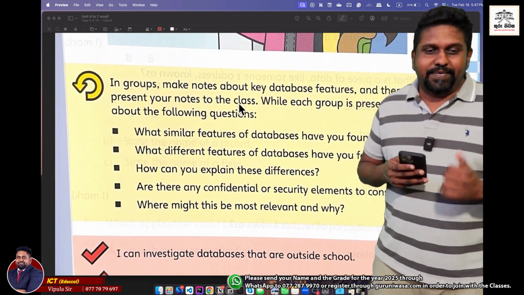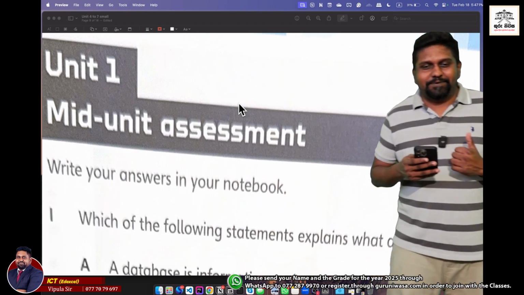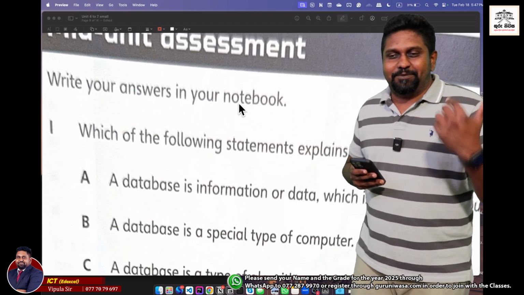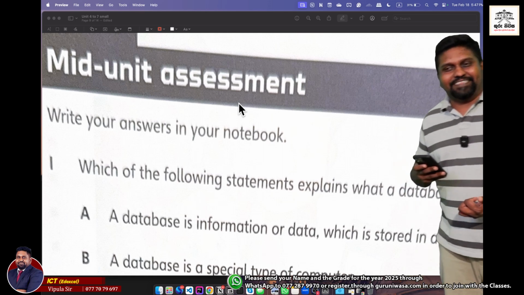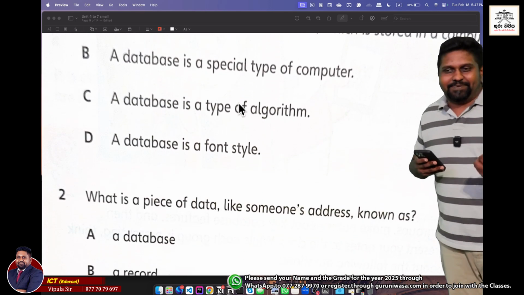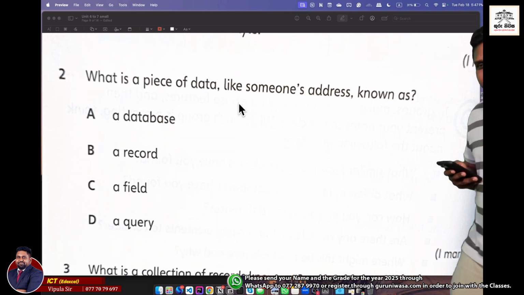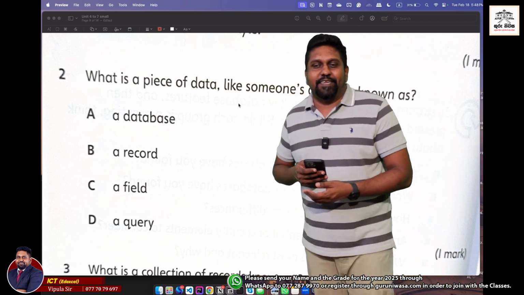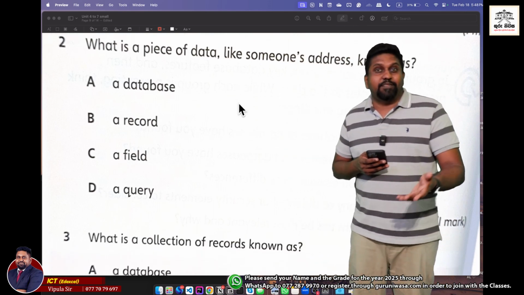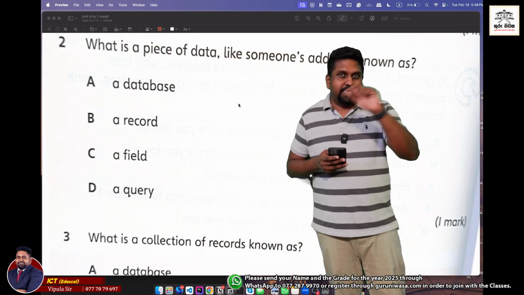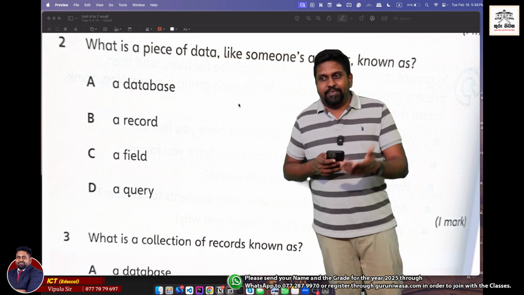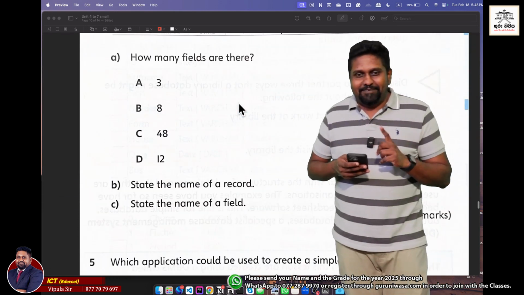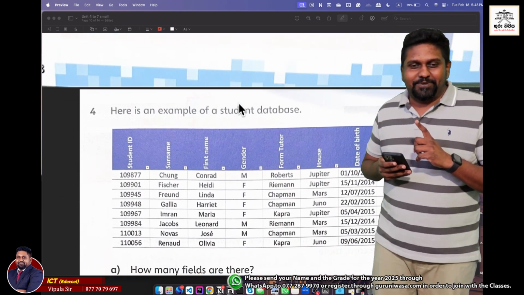I'm going to give you 2 homeworks. So one is please do go through this mid-unit assessment, and please do complete the questions. You don't need to write it down. You can just tell me the numbers next time when we start, or just please do it. Just take a printout, mark, and send it to me on WhatsApp. That's also perfectly fine.